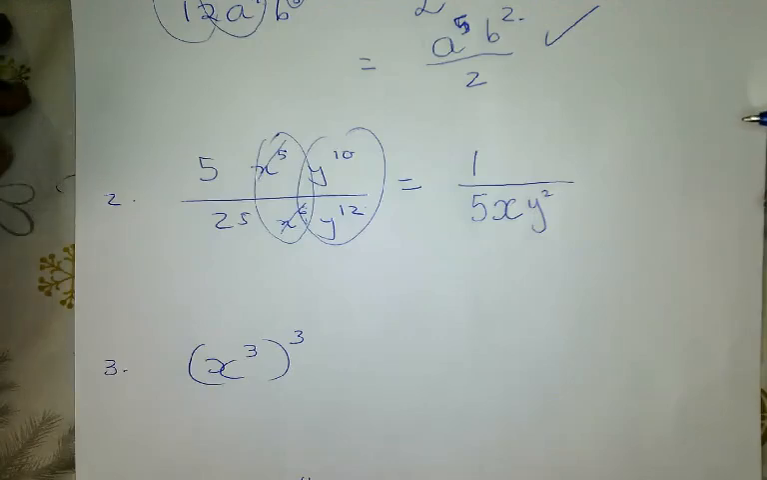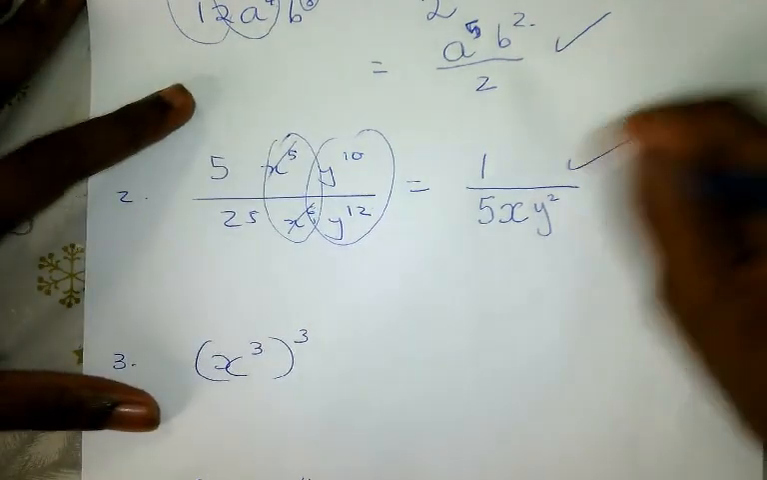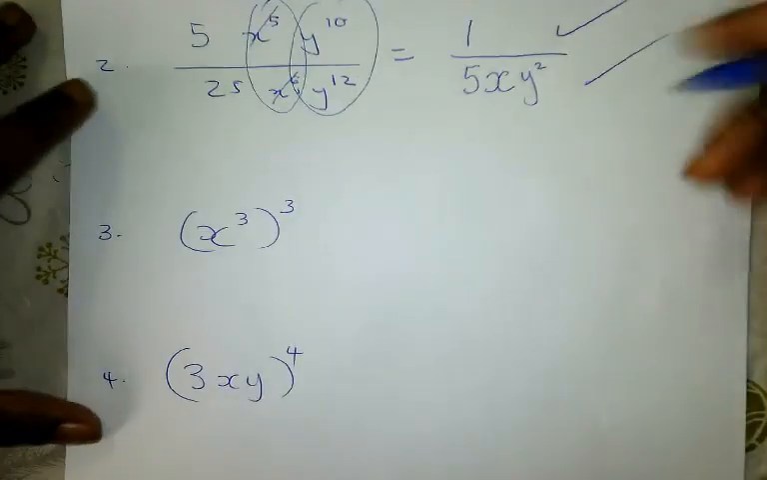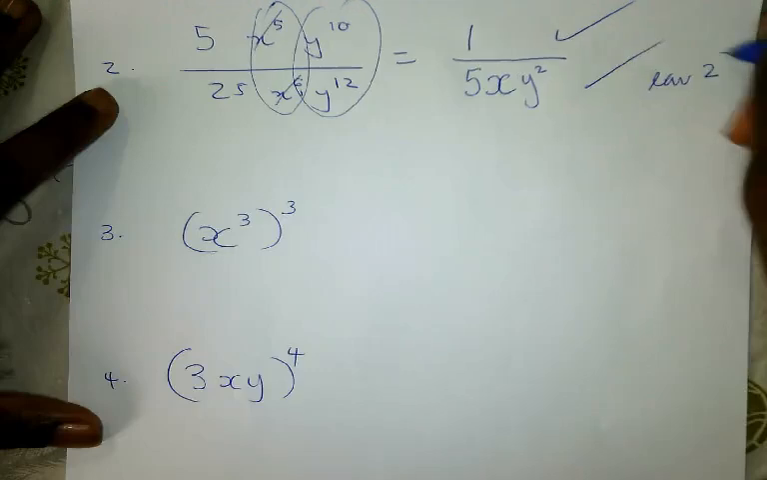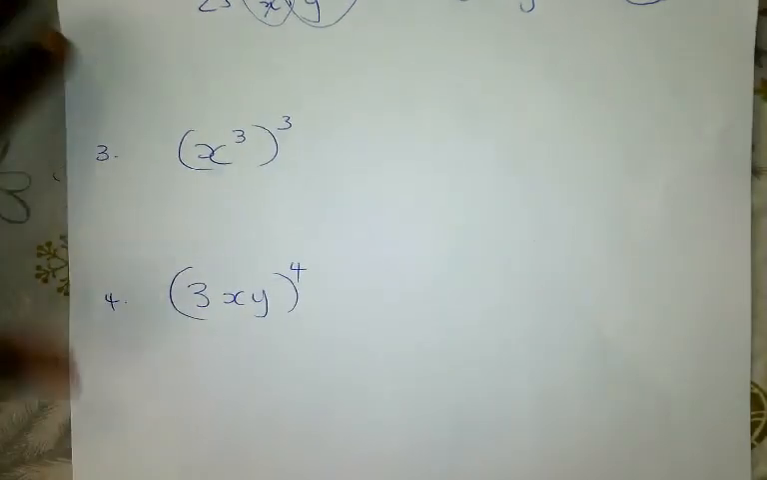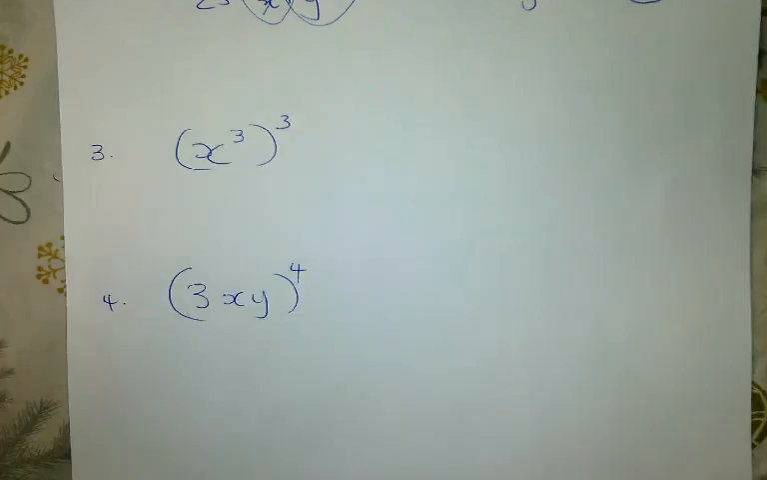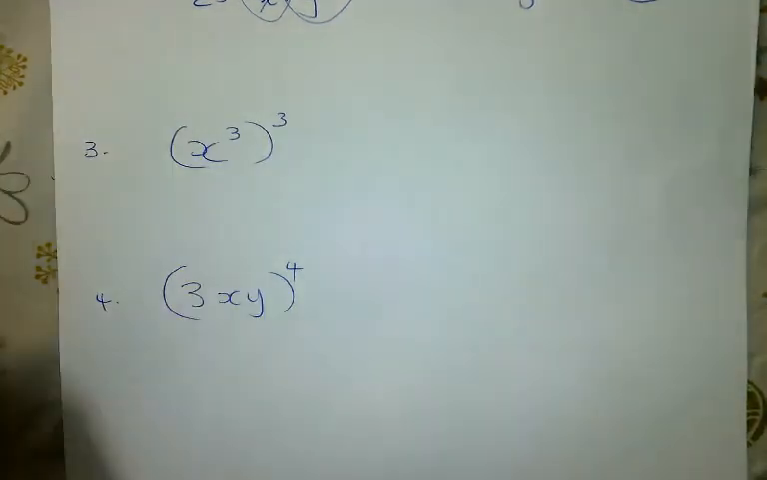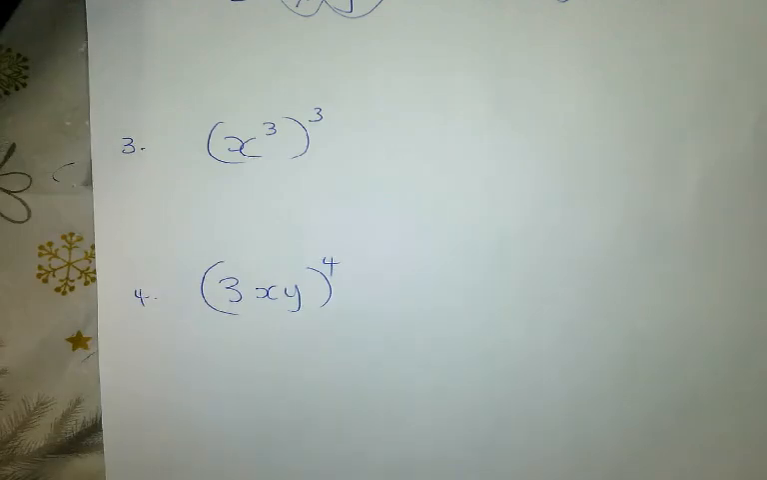Wonderful. Moving along. So this was law 2. When dividing, we subtract the exponents. Now let's look at law 3 and 4. Law 3 and 4 says whenever you see a bracket, you must multiply. Bracket means multiply.